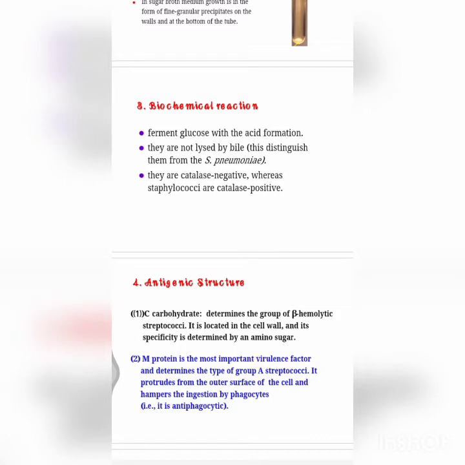This M protein is extracted by the acid extraction method, and M typing is done mainly by capillary precipitation. So this we can remember easily.